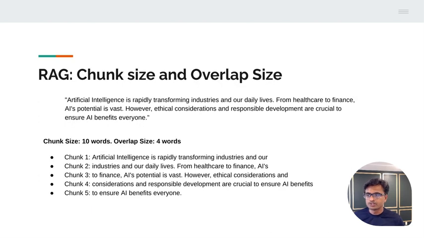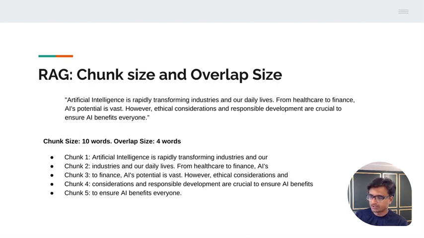Now let's talk about chunk size and overlap size. As an example, the text that you see within double quotes is the document that you're feeding in to the organize step, which is step one. As part of that, you let the system know that you want to break the text into 10 word chunks.